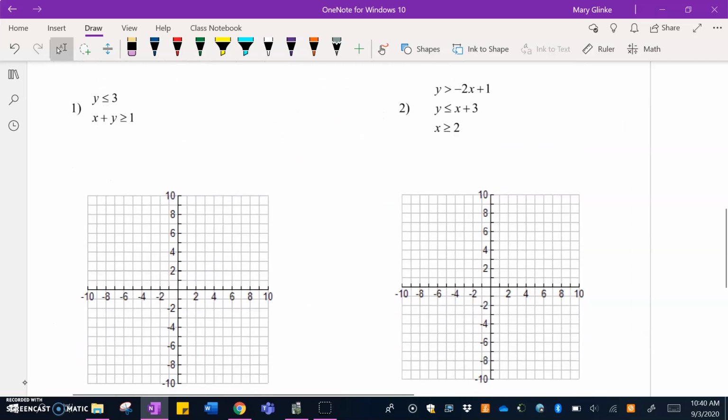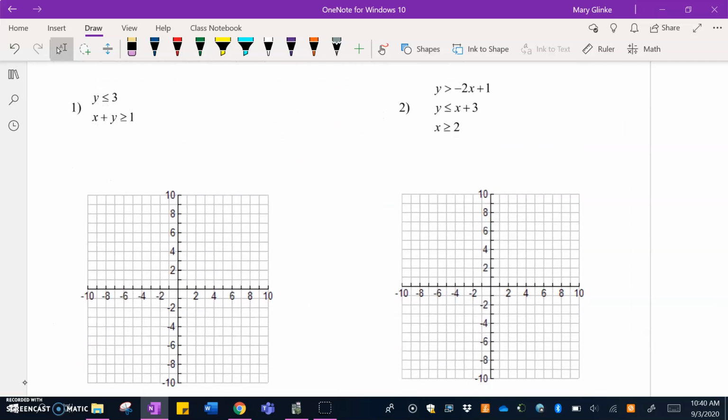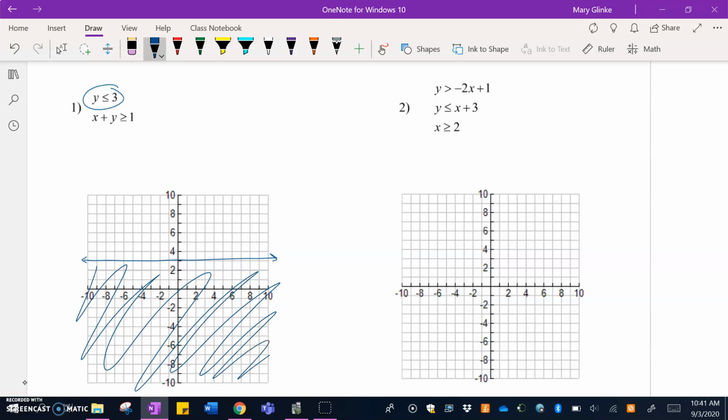So when we have more than one inequality on the same graph grid, the overlap is going to be our overall solution. So let's take a look at number 1. I'm going to go ahead and graph y is less than 3. I'm going to graph it in blue. So y equals 3 is a horizontal line. Y is less than 3. Less than means we're going to shade the bottom, or you could plug in 0, 0 and get a true statement.